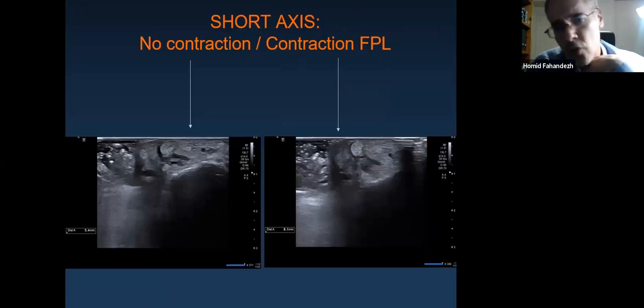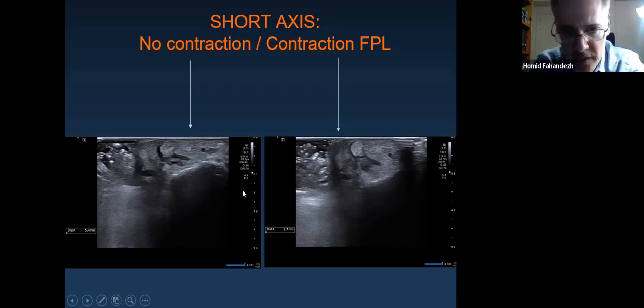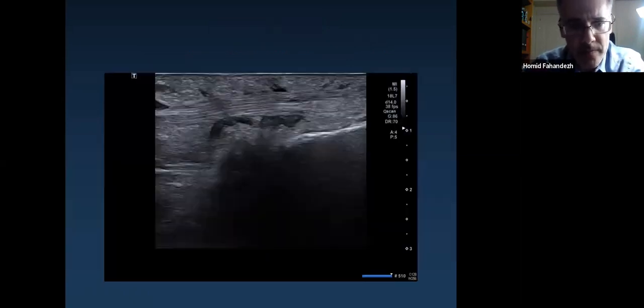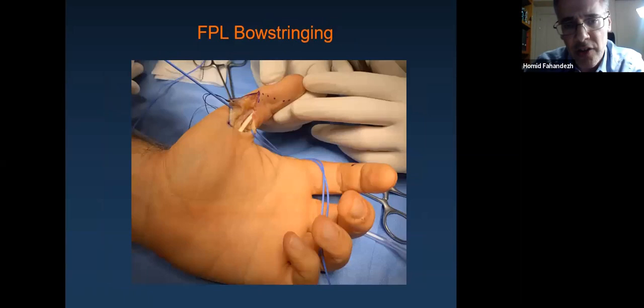I like very much to do the test in contraction and with the patient relaxed, in the transverse and in the short axis plane. And here you can see the normal situation in relaxation and how the tendon separates from 5.4 millimeters to 8.1 millimeters with contraction. And this is really helpful to make the diagnosis. This is the patient during the surgery with the fibrotic pulley, and here you can see the bowstringing of the FPL.